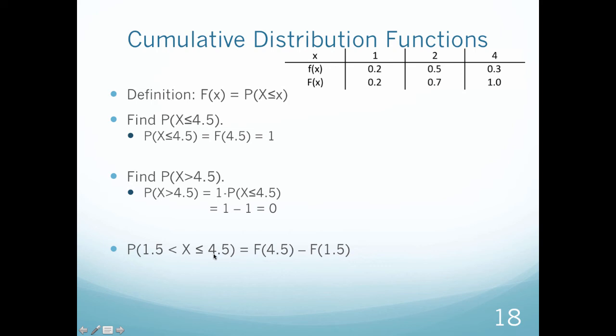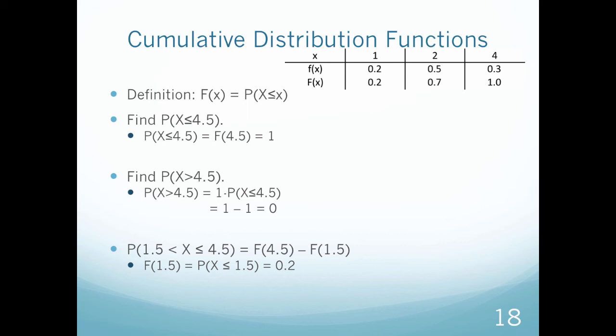So let's break that up. So this portion right here, according to my definition, is just going to be the cumulative distribution of 4.5, right? So then if I just subtract out this probability, the cumulative distribution of 1.5, so that's kind of like adding 1 minus the probability of 1.5, then I would just write that out like this.